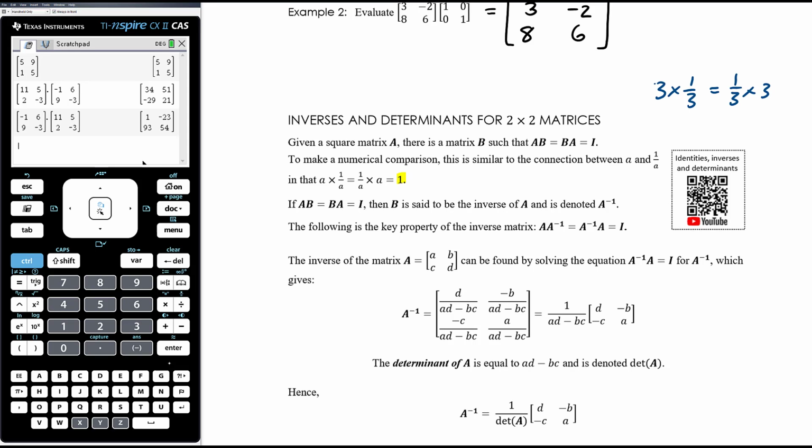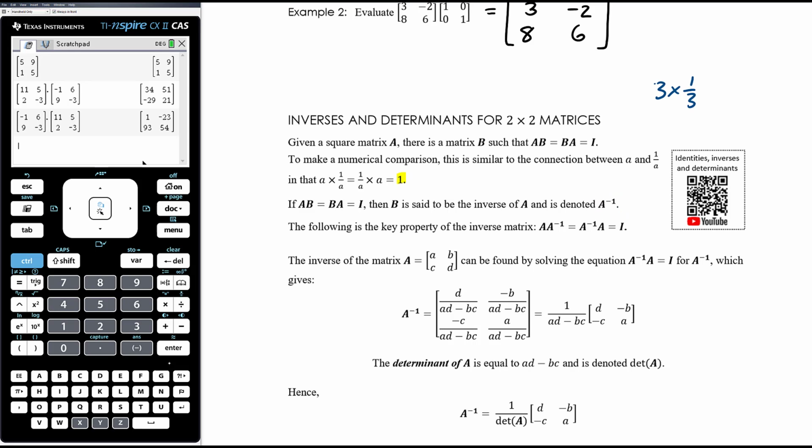So what we're talking about is the inverse of A. If A times B is equal to B times A and equals the identity, then B is said to be the inverse of A. So if this property holds, then B is the inverse of A, and we call that A to the negative 1. You've seen that with inverse functions, inverse sine, inverse cos, inverse tan. That should be familiar notation for inverse.